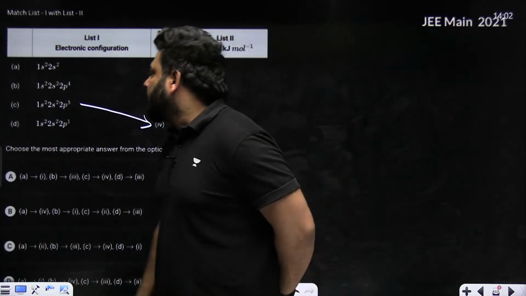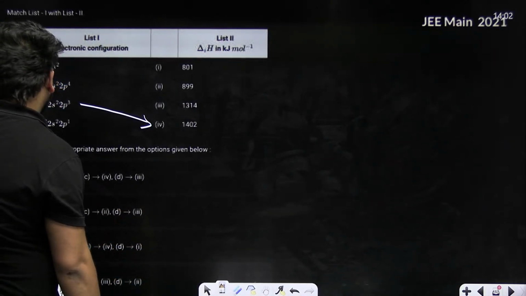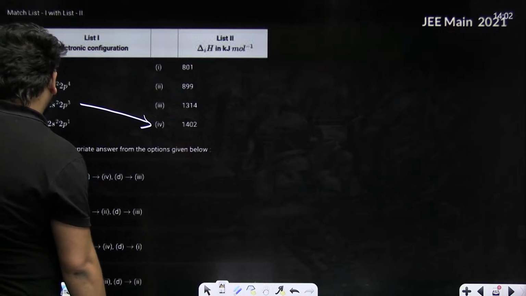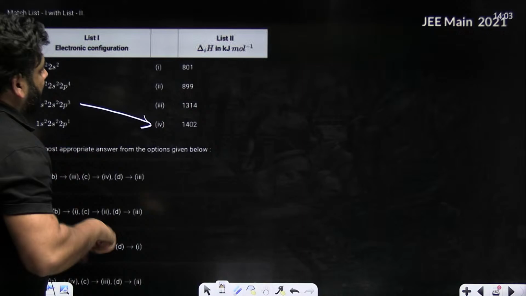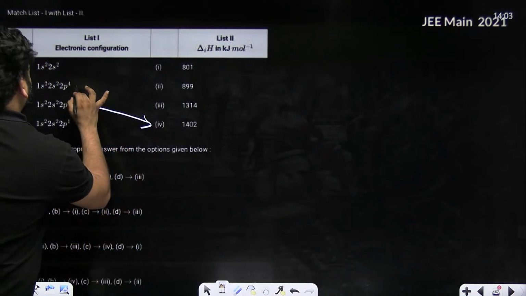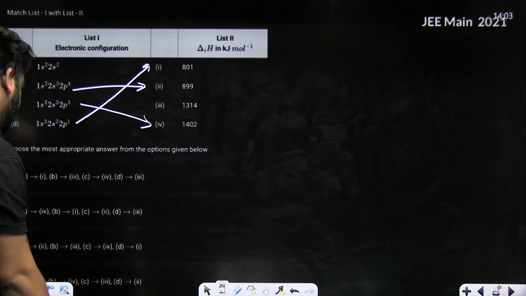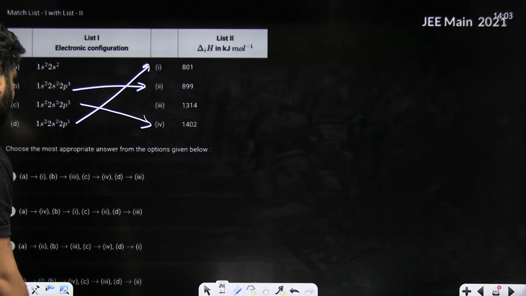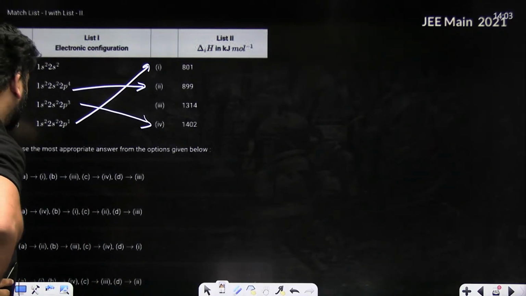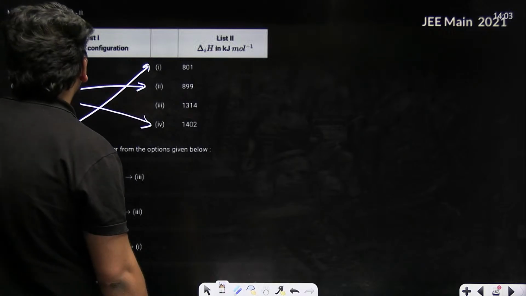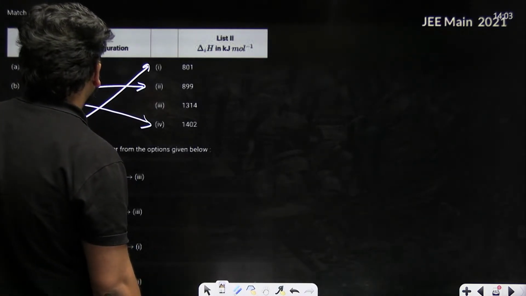Okay, so let's check B and D. If we talk about B and D, B will have more than D. So this will be A. This is how it is going to be. D belongs to 1, and C belongs to 4, and B belongs to 3 actually.